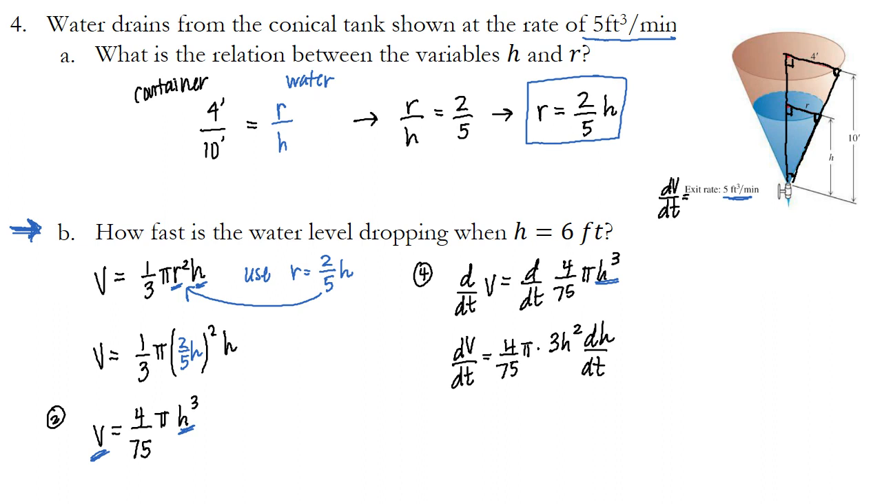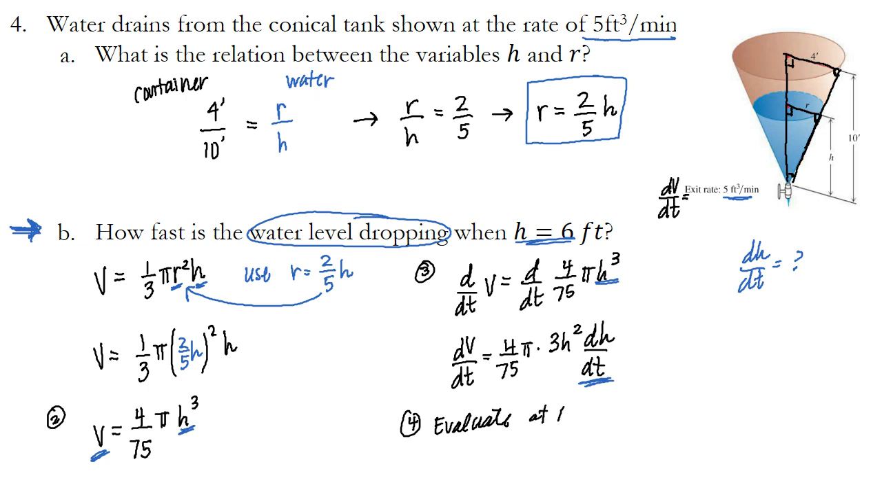Then from here we can identify that what we're finding is how fast the water level is dropping. We want to know what dh dt is. So there's the variable we want to solve for. We also know that h is 6. Excuse me, I think I said step 3, but maybe I said step 4. This was step 3, take the derivative. Step 4, evaluate this equation at h equals 6 feet.